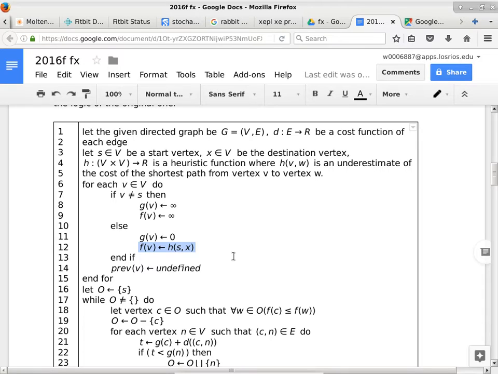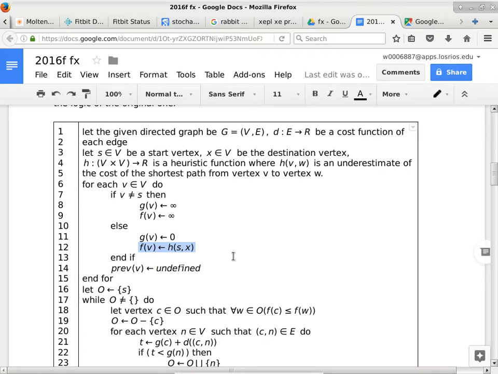Okay, so let's pick one V here. Let's pick this guy to be V. G of V is the known shortest path to go from the start vertex to vertex V. That is G of V. What is F of V? F of V is the estimated shortest distance to go from the start vertex through vertex V to the destination X. That is F of V. Is that okay so far?